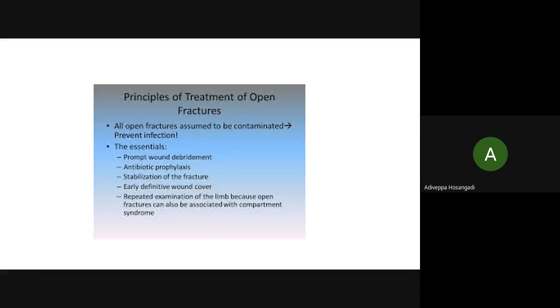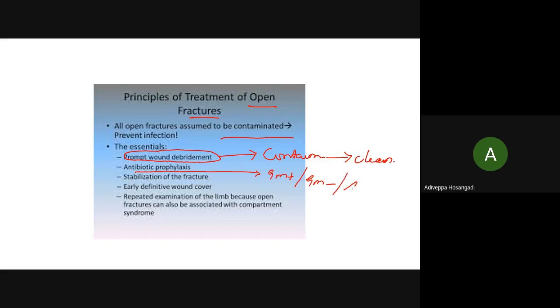Okay, so what are the essentials? You assume the open fractures are contaminated unless proved otherwise. So what you have to do? You have to clean the wound. You have to thoroughly debride the wound. So contaminated wound is converted to clean wound to avoid the infection. Surgical debridement can save tons of antibiotics. Next step is you have to give adequate antibiotics covering both gram-positive and gram-negative organisms. Even anaerobes you have to cover.